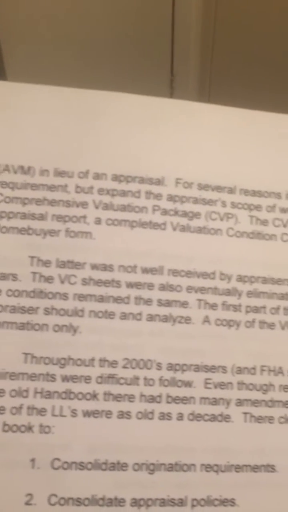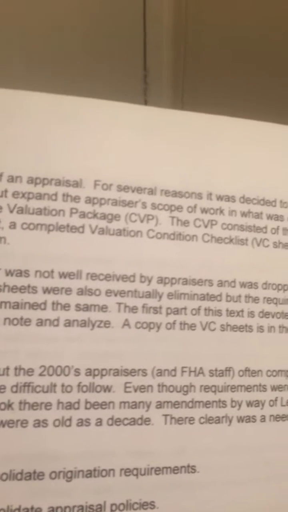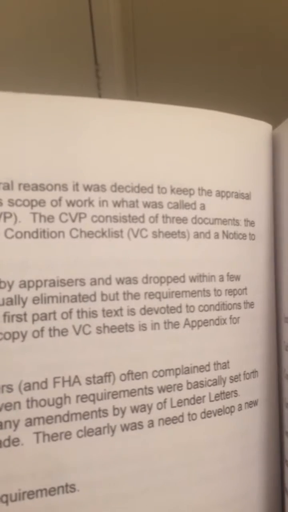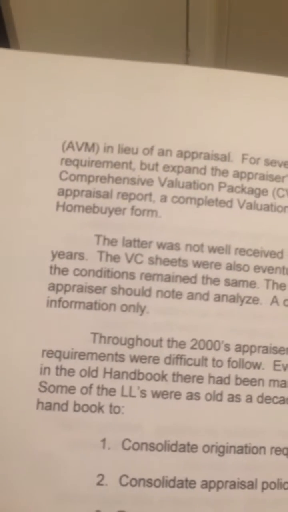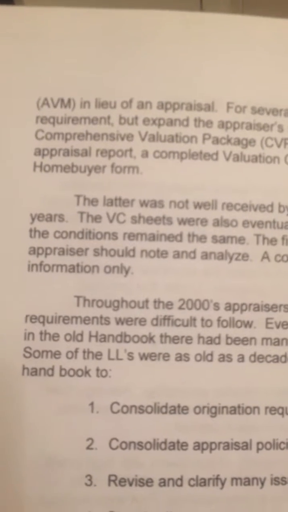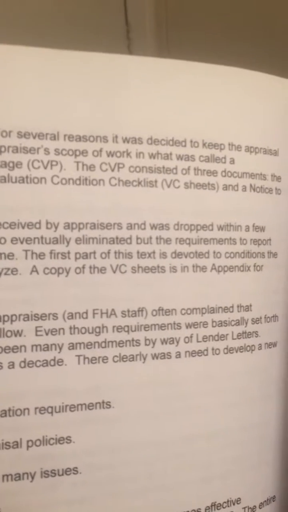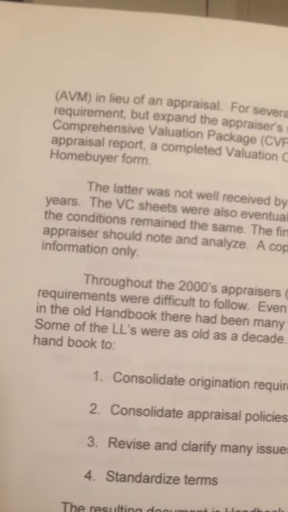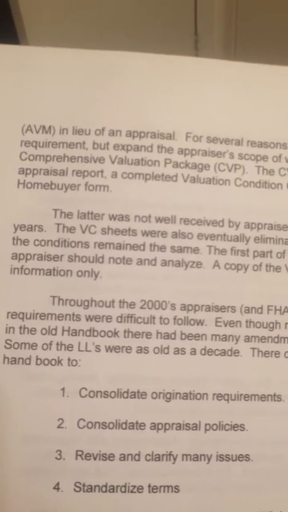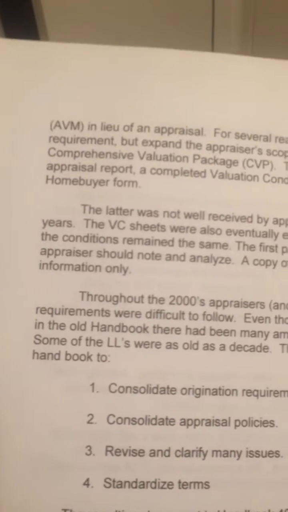The CVP consisted of 3 documents: the appraisal report, a completed valuation condition checklist, VC sheets, and a notice to homebuyer form. The latter was not well received by appraisers and was dropped within a few years. The VC sheets were also eventually eliminated, but the requirements to report the conditions remained the same.